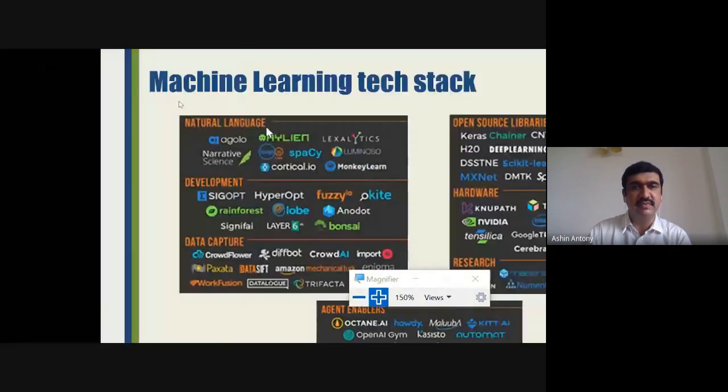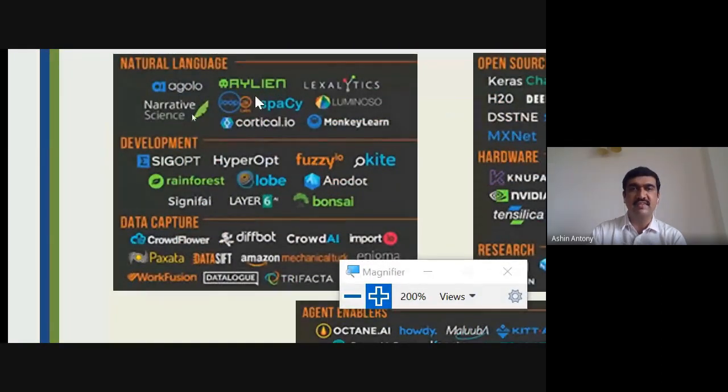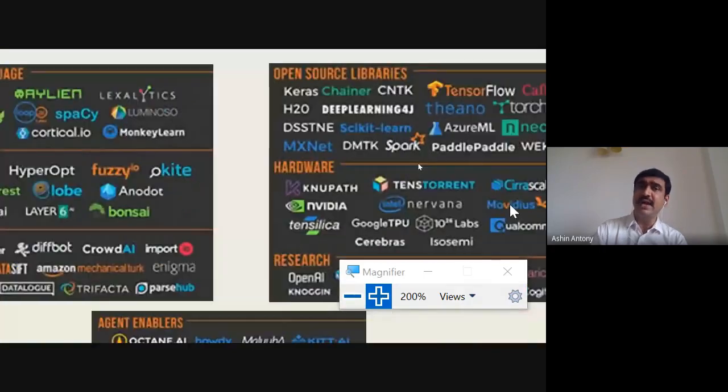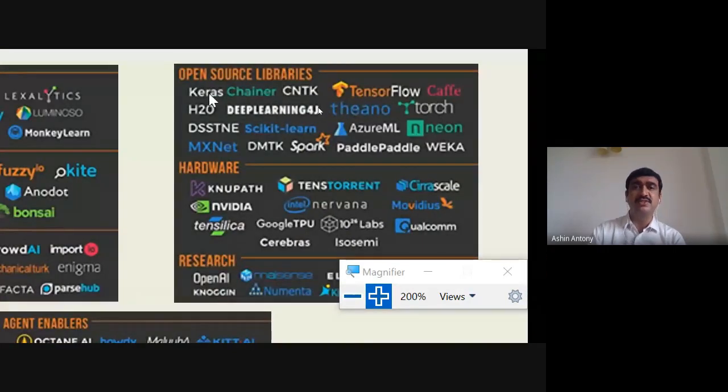In this case, what we see here is some of those companies and startups that are emphasizing the natural language part of it. SpaCy, for instance, is a very common component that we use in natural language processing. For development, there are other areas like Bonsai. For data capture, we can use Cloudflare, Cloud AI, all that. And from an open source perspective, there are lots: CNTK, Keras, and H2O.ai is something that you have to watch out for. It's a system that allows you to build models almost with zero data science capability. Right, so these are areas that are actually trending up.